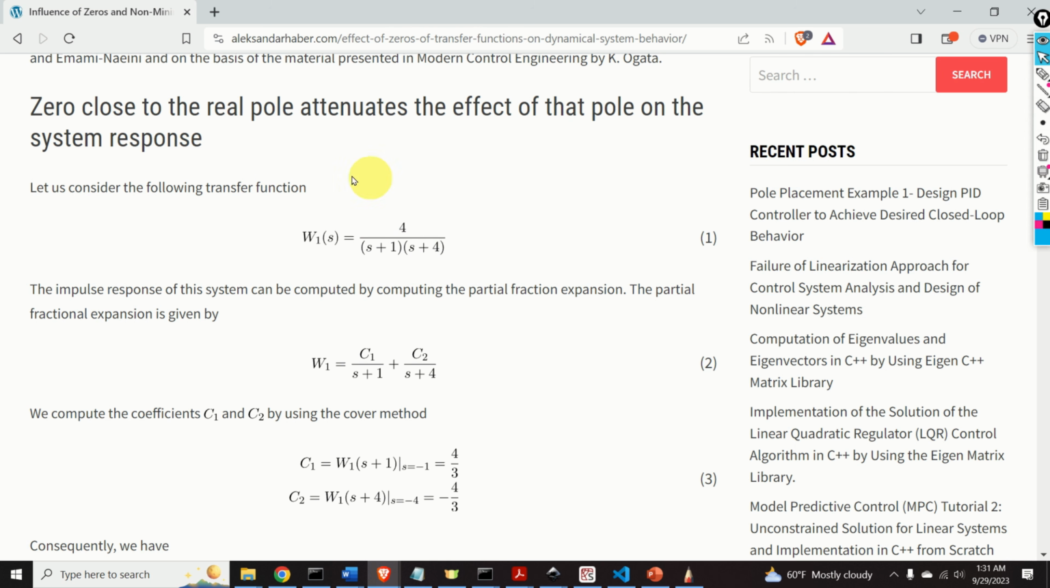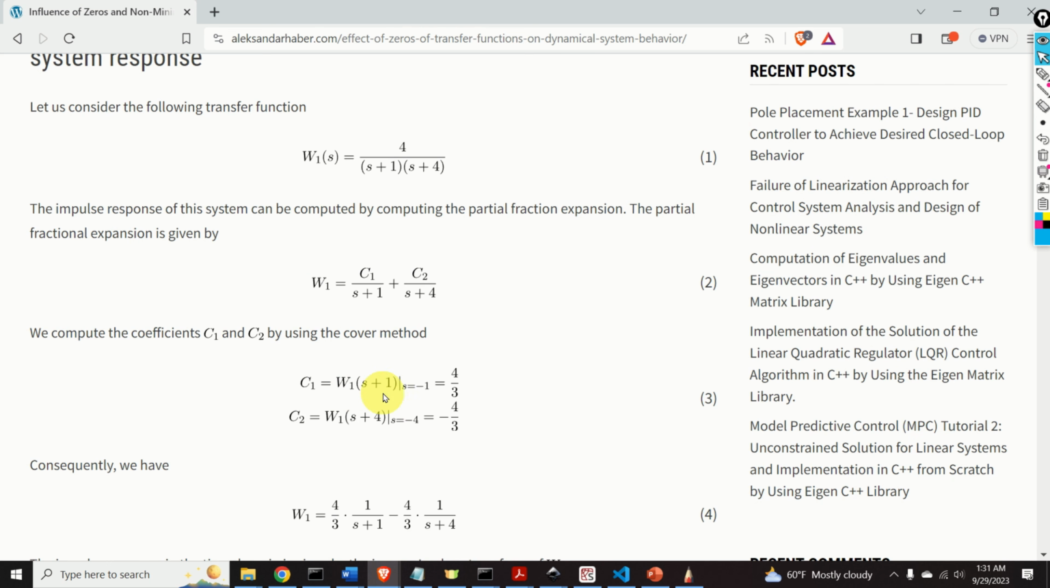Next, let us compute the impulse response of this system. That is, we need to compute the inverse Laplace transform of this transfer function. To do that, we need to use the partial fraction expansion. The partial fraction expansion of this equation is given over here, where C1 and C2 are the constants that we need to find. By using the cover-up method, we obtain that C1 is given by 4 over 3 and C2 is given by minus 4 over 3.